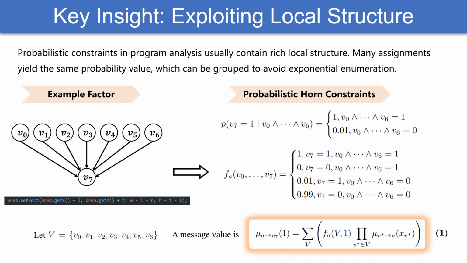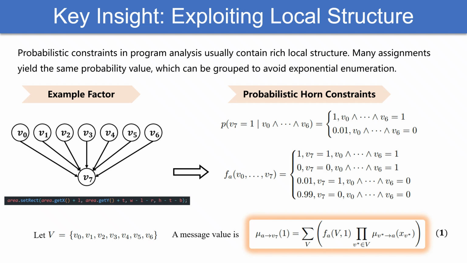To address this issue, the key insight of our paper is to exploit the local structure of factors. This can be understood as follows. In program analysis, different variable assignments often result in the same factor values, allowing us to avoid exponential enumeration. Here is an example from SmartFL. It builds the example factor from this statement to represent the correctness between the result and its sources. In this example, if V0 to V6 are true, the result V7 is true. If not, the conditional probability is set to be 0.01. We can also write it as a factor function like this. In this factor function, if V0 to V7 are all 1, the result is 1, and so on.